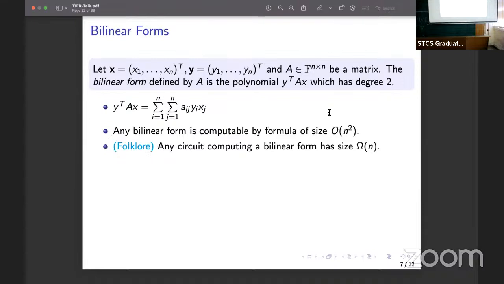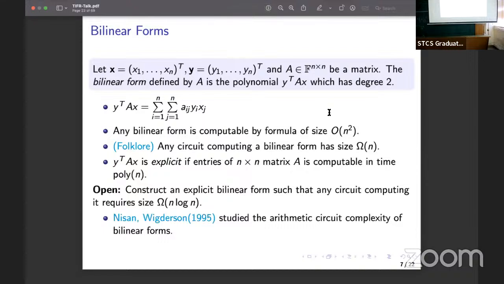So a natural question to ask here is, can you construct an explicit bilinear form such that any circuit computing it requires size omega n log n? Maybe n square. Order n square is the upper bound, so you would expect something like that. And we need to also say what is an explicit bilinear form. Explicit in the sense that there is a polynomial time algorithm that takes n as input and outputs the entries of the matrix. We call such a bilinear form explicit.